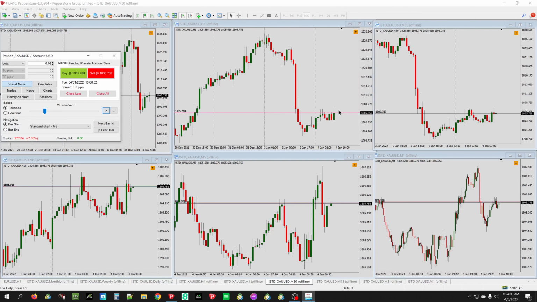Now the hourly candle has closed, the H1 candle has closed. If we break above this H1 candle, I will execute a trade, and other than that I will just wait.